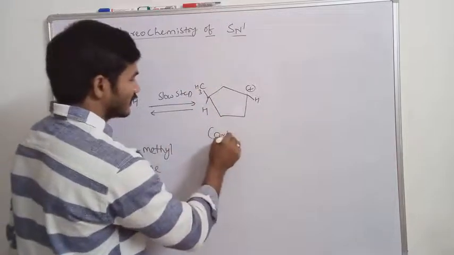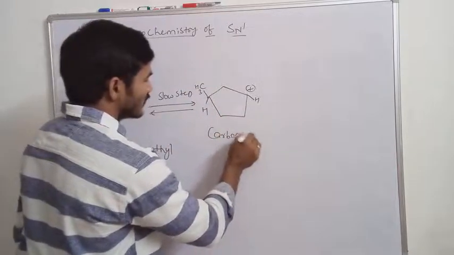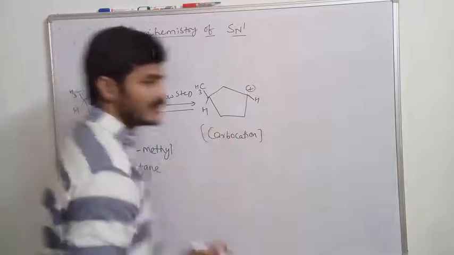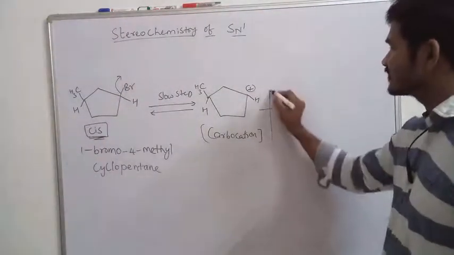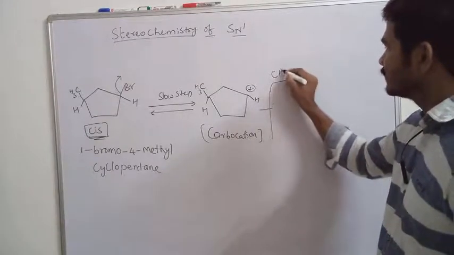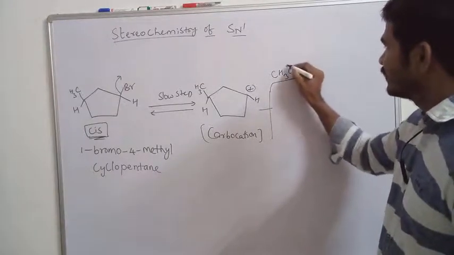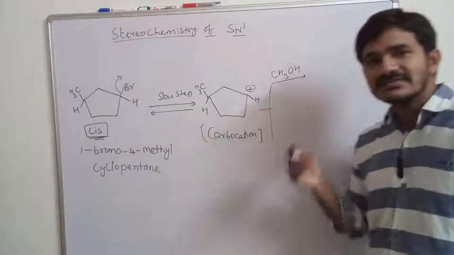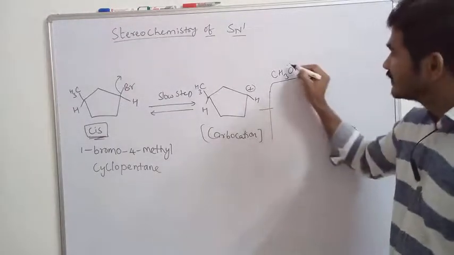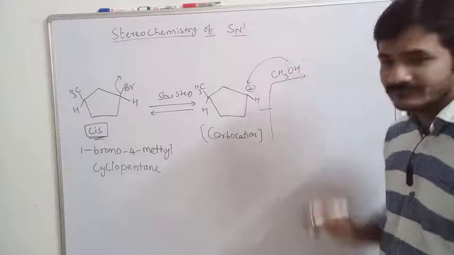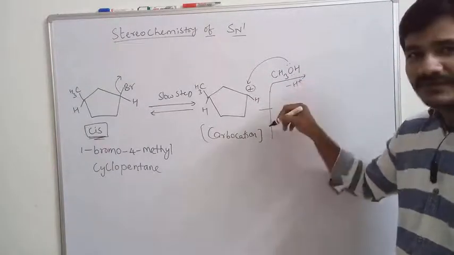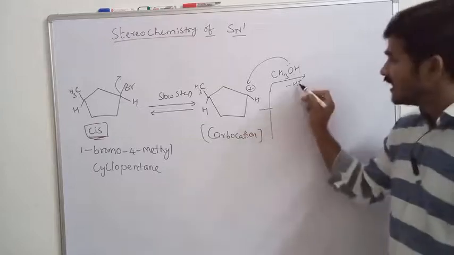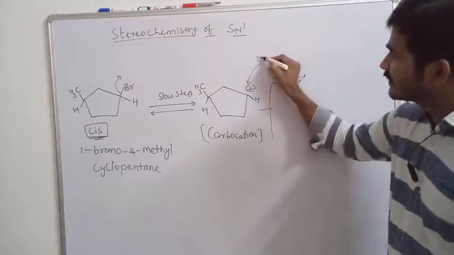This is the carbocation. After formation of the carbocation, next is nucleophilic attack. The nucleophile has two chances. I already told you, CH3OH is a nucleophile which is acting as the solvent. The solvent itself acts as the nucleophile. This can attack from the top. After losing a proton, this proton is lost. Okay, I am writing a single step. This nucleophile attacks from the top.